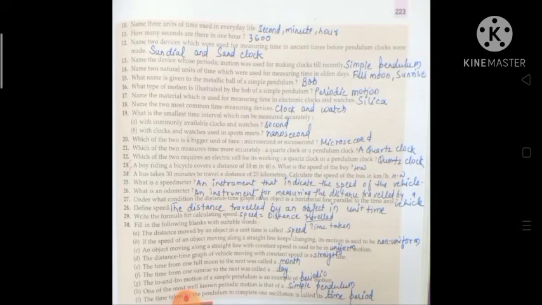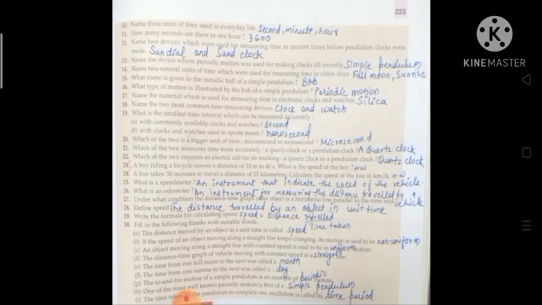Fill in the following blanks with suitable words. A. The distance moved by an object in a unit time is called speed. B. If the speed of an object moving along a straight line keeps changing, its motion is said to be non-uniform motion. Then C. An object moving along a straight line with a constant speed is said to be in uniform motion. Then D. The distance time graph of a vehicle moving with constant speed is a straight line.